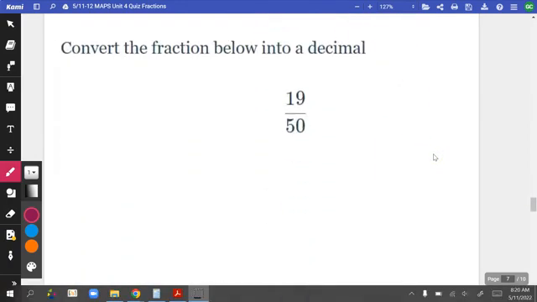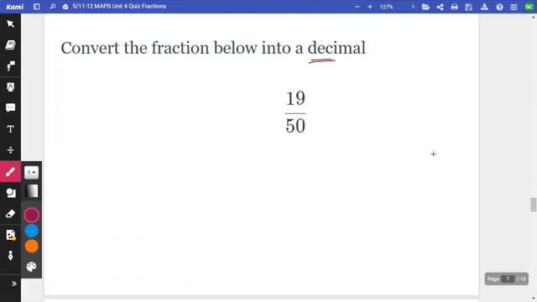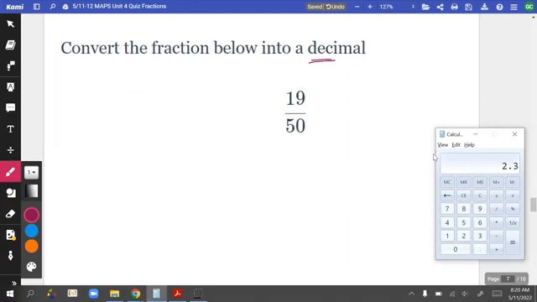Next up, we need to convert this fraction into a decimal. So how do we do that? Well, we can think about division. So 19 divided by 50, what does that give us? 19 divided by 50 equals 0.38.